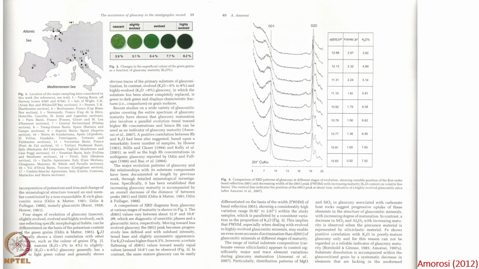The color of glaucony depends on the K2O percentage. When it is 2% to 4%, the color is pale to light green, whereas evolved glaucony, that means K2O with 6 to 8%, and highly evolved, that means K2O more than 8%, green to dark green color is found. So, when the color is dark green, K2O percentage is high, and when the colors are light green, K2O percentage is less. So, visually one can understand about the K2O percentage just noting the colors.